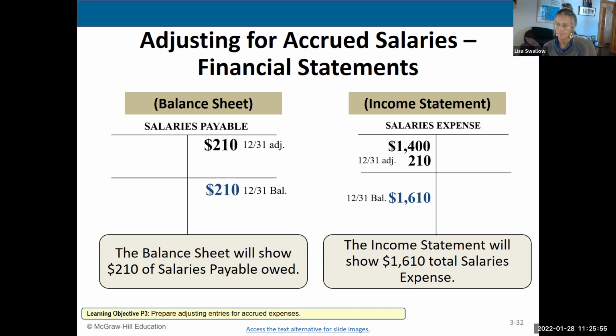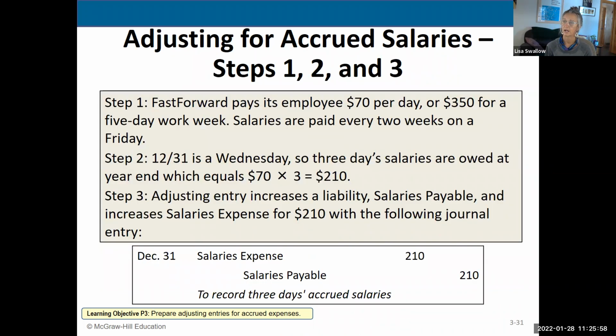And I check my journal entry. Did I hit a balance sheet account? Yep, liabilities. Did I hit a P&L account? Yep, expense. And did it touch cash? Nope.